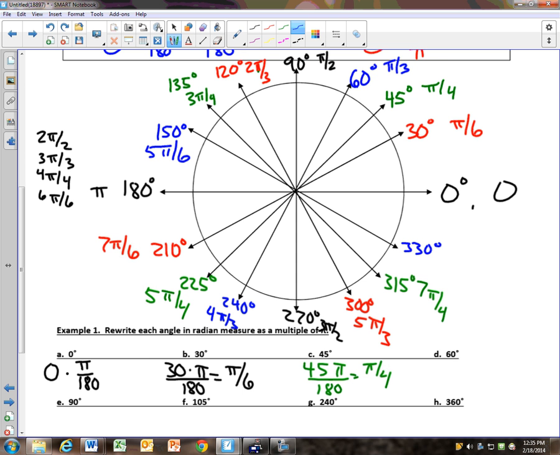330. So, 30 goes in 330 how many times? 11. It's going to be 11 of the pi over 6's. 11 pi over 6. And we get back to the very beginning where you have 360 degrees, which is the same as 2 pi.